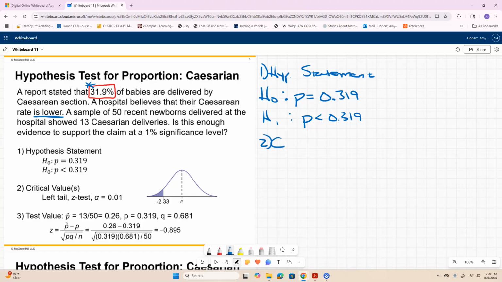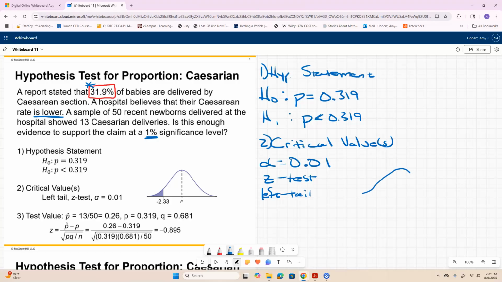And then for step 2, for our critical values, we need to know the alpha, we need to know whether we're doing a z-test or a t-test, and we need to know whether or not it's a one-tail or a two-tail. So the alpha is 1%, 0.01. It is a z-test because proportions are always z-tests. It is a one-tail left, and I'll just say left tail, because we're only doing less than.